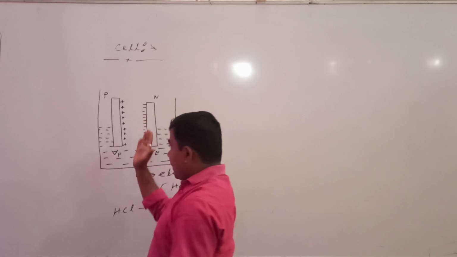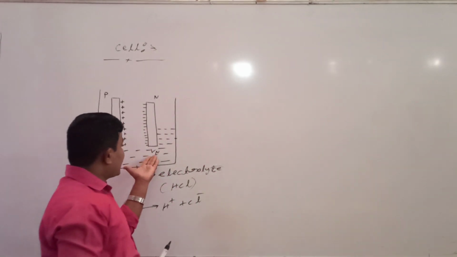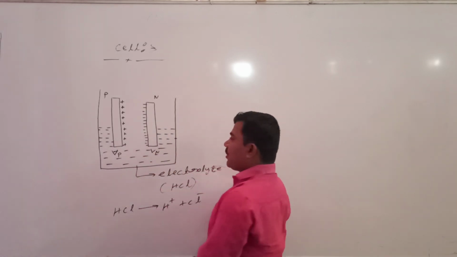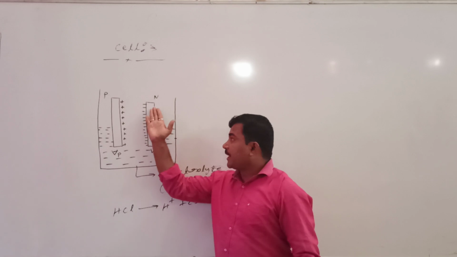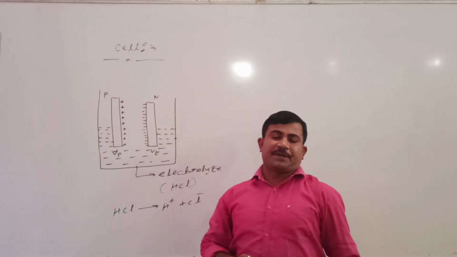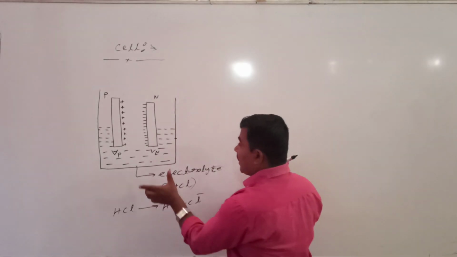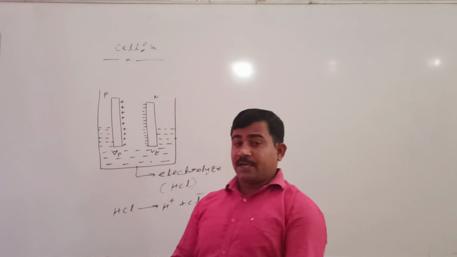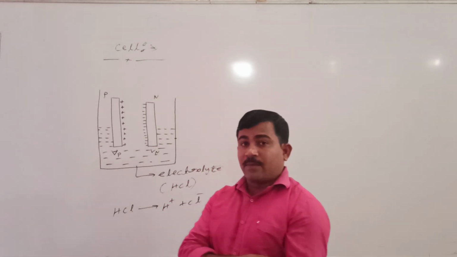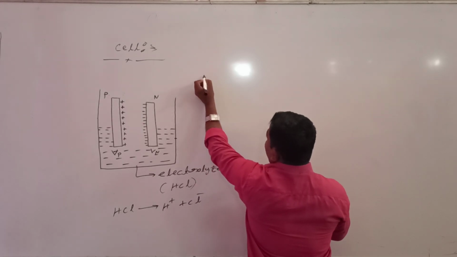Now, for the positive electrode, potential is taken to be positive, and on the negative electrode, potential is taken to be negative. Because here positive charges are available, potential is positive. Here negative charges are available, potential is negative. As a result, a potential difference is developed between the two electrodes. How to write the potential difference between these two electrodes?